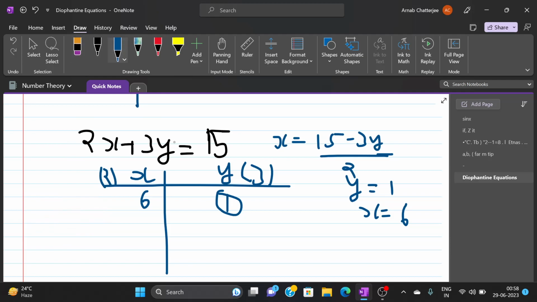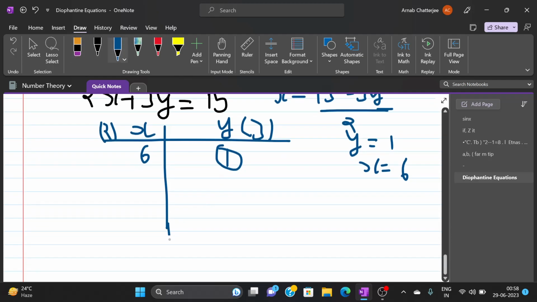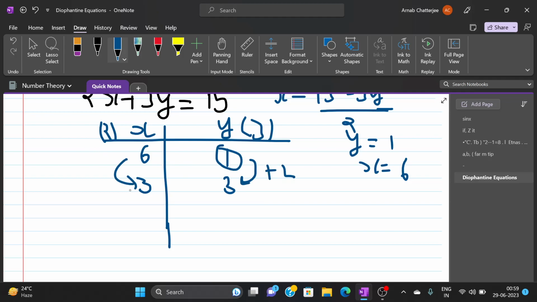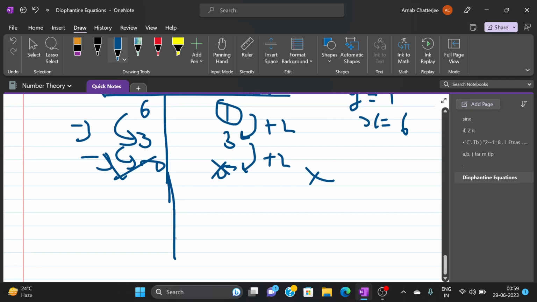So we do it. We increase y by 2. We add a 2 to y, so it becomes 3, and subtract 3 from here, so this becomes 3. Plus 2 here, minus 3 here. In the next step, we will again do plus 2 here and a minus 3 here. But this step will be rejected because we are talking about positive integers. So 0 is not a positive integer.